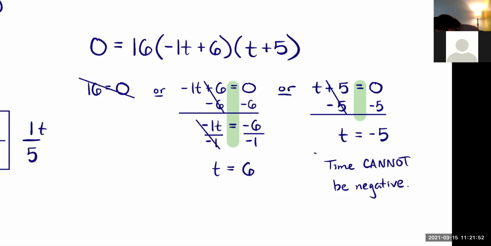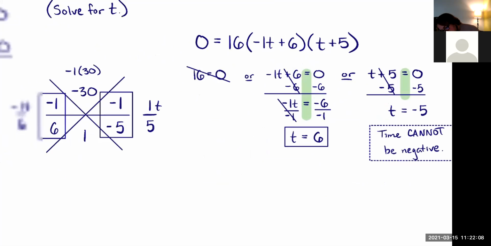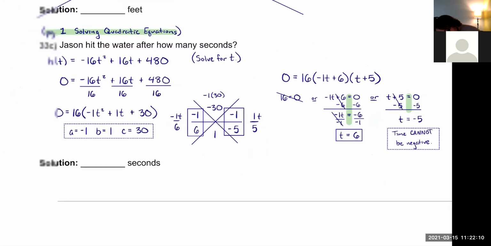And therefore, although the negative 5 is a good answer for the equation, it is not a good answer for the story. So the only thing left then is the 6, which means that it must have taken Jason a total of 6 seconds from the moment he jumped to hit the surface of the water.